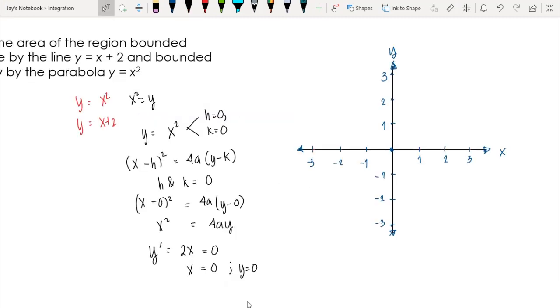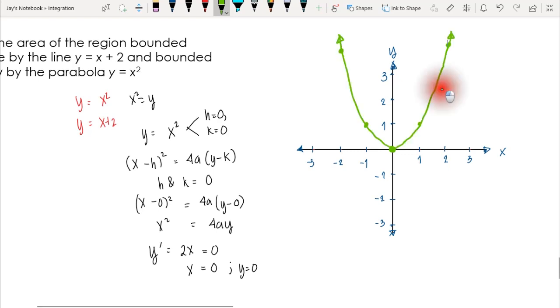So, let's try to plot this one. We have to plot the equation y is equal to x squared. Again, our vertex is at x equal to 0, y is equal to 0. So we have the vertex at this point. And since this is positive, it is concave upward, or it is opening upward. So most probably, this would be our curve, that is, y is equal to x squared.